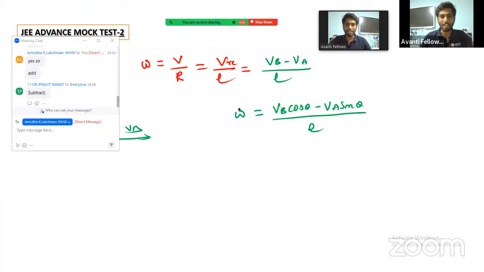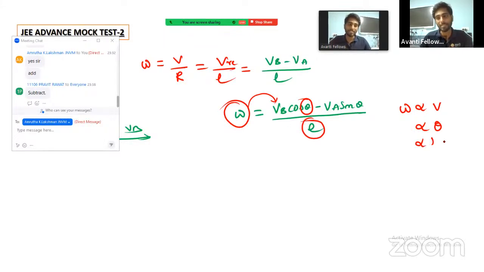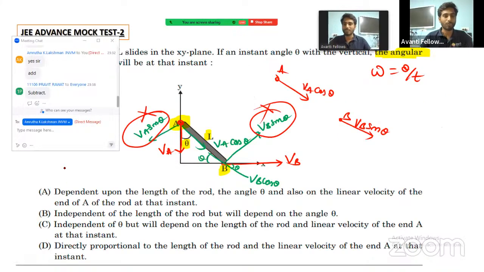Here the angular velocity term depends on the linear velocity or linear speed, and also its component, that is the angle. Look, angular velocity depends on the linear velocity and also theta, and it is inversely proportional to length. It depends on these three quantities. Hence, which is the correct option among these 4? Let me know.